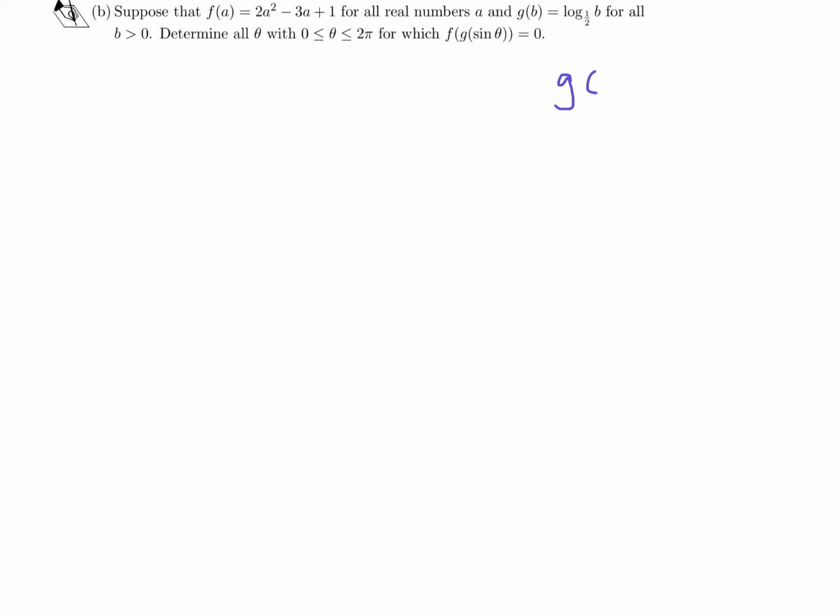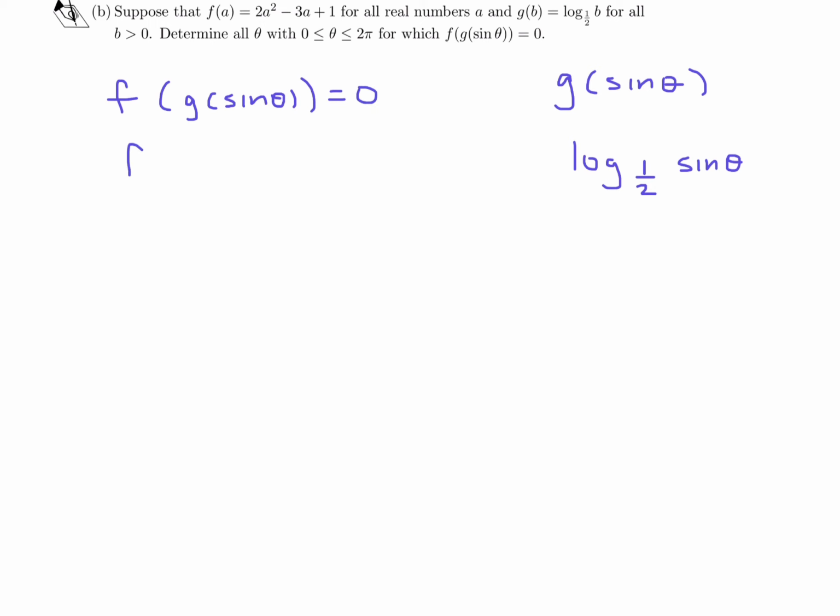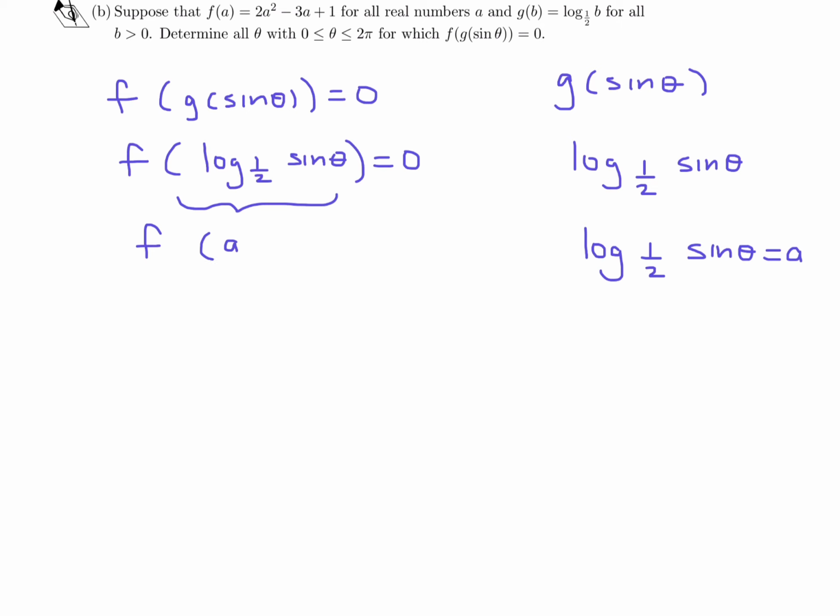Let's just talk about g at sine theta first. And that, according to this definition, would be the log of sine theta to the base 1/2. Okay, now let's talk about this f at g at sine theta equal to 0. Well, g at sine theta is that log of sine theta to the base 1/2. Just for the sake of simplicity, I'm going to let this log of sine theta to the base 1/2 equal a. And therefore, this just boils down to f at a equals 0.